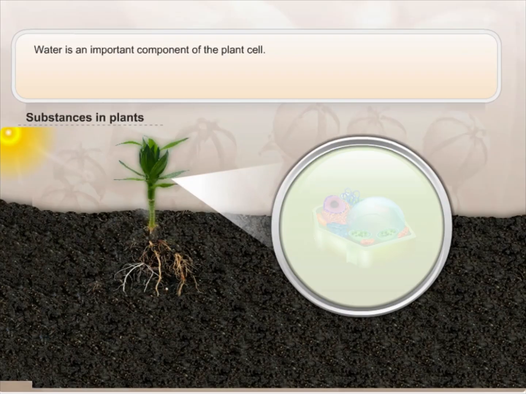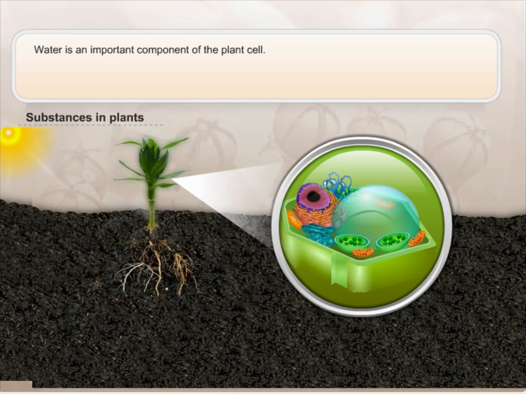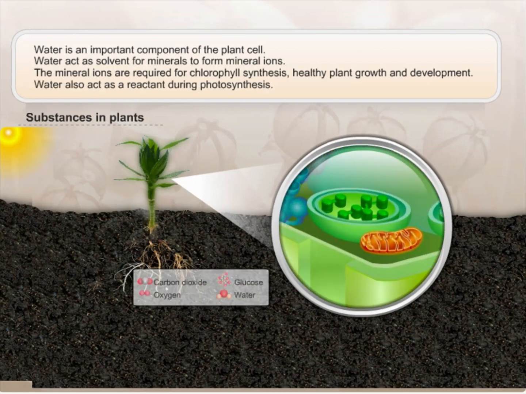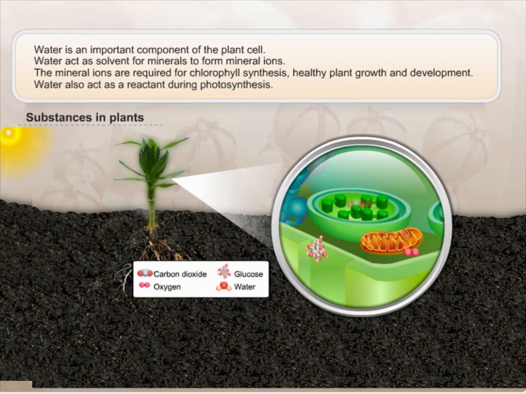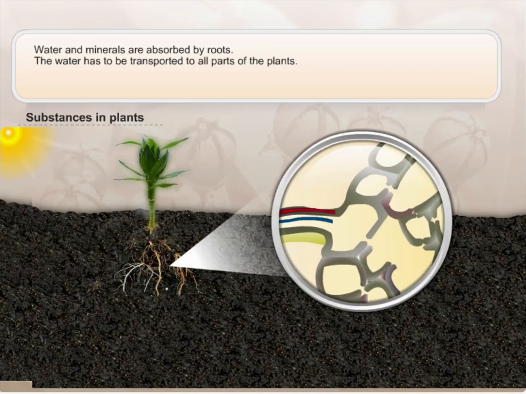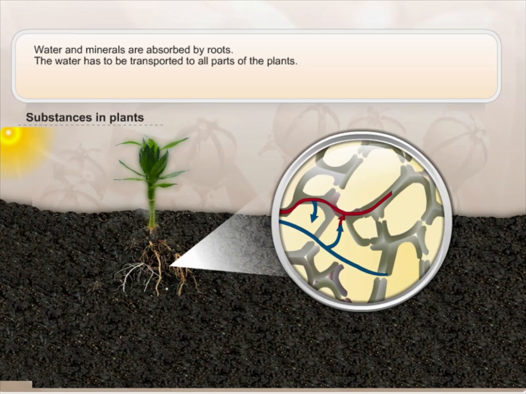Water is an important component of the plant cell. Water acts as a solvent for minerals to form mineral ions. The mineral ions are required for chlorophyll synthesis, healthy plant growth, and development. Water acts as a reactant during photosynthesis. Water and minerals are absorbed by roots. The water has to be transported to all parts of the plants.